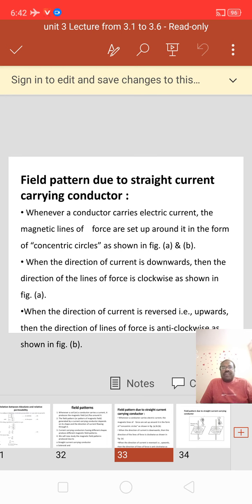When the direction of current is downwards, then the direction of the lines of force is clockwise as shown in the figure. When the direction of current is reversed, that is upwards, then the direction of lines of force is anti-clockwise as shown in the figure.